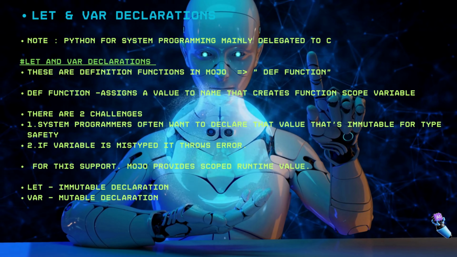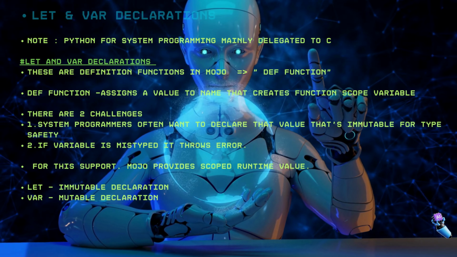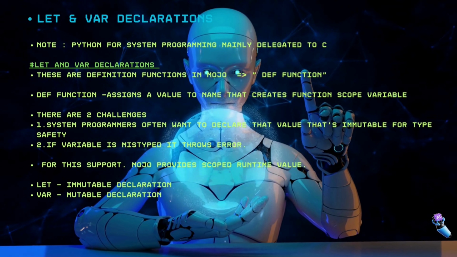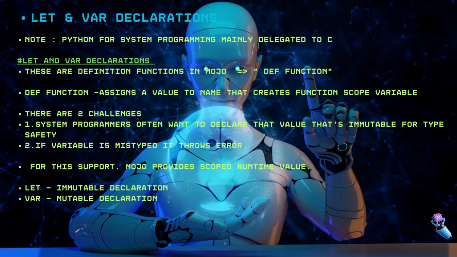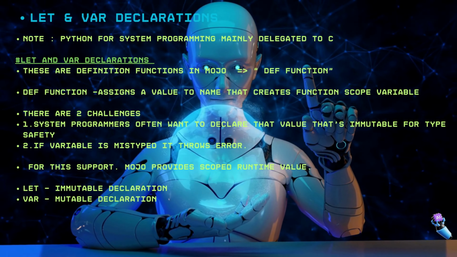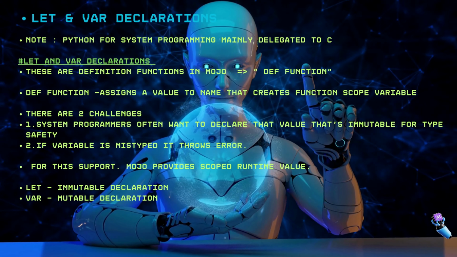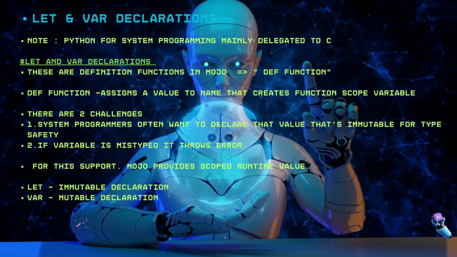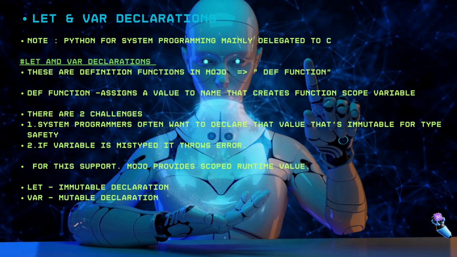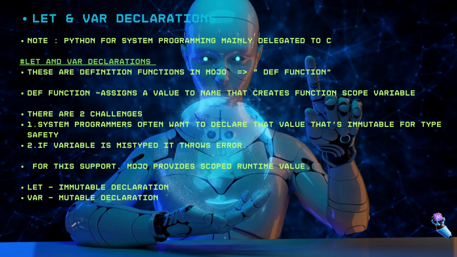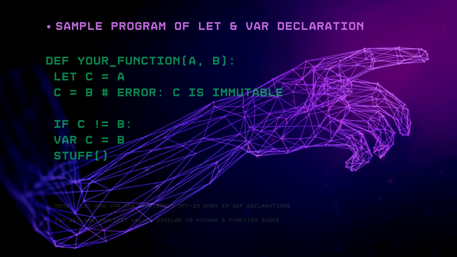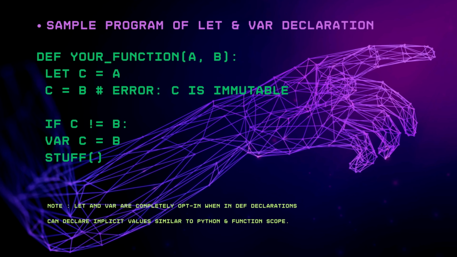There are two challenges. 1. System programmers often want to declare that a value is immutable for type safety. 2. If a variable is mistyped, it throws an error. For this, Mojo provides scoped runtime values: let, an immutable declaration, and var, a mutable declaration. Sample program of let and var declaration.